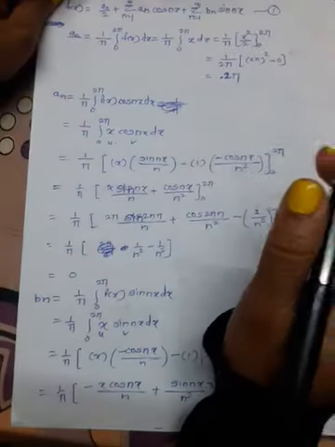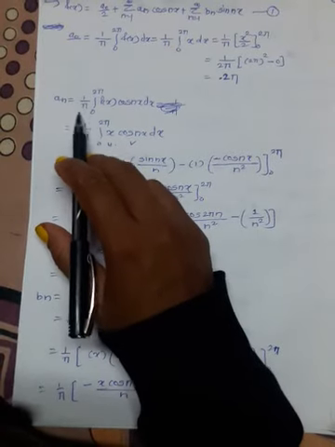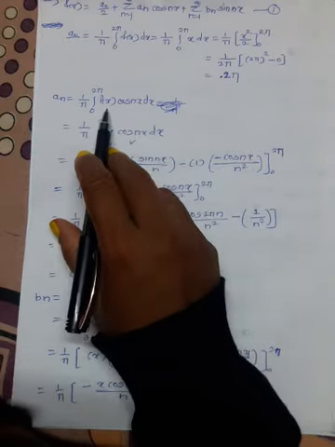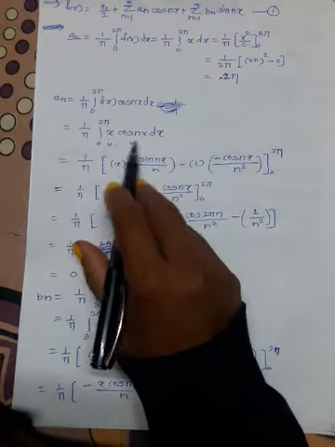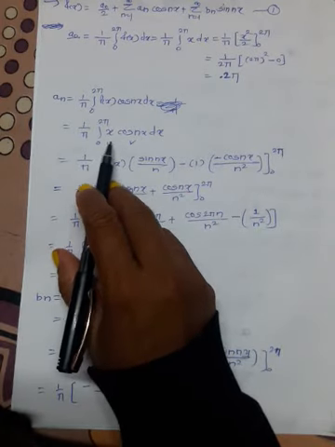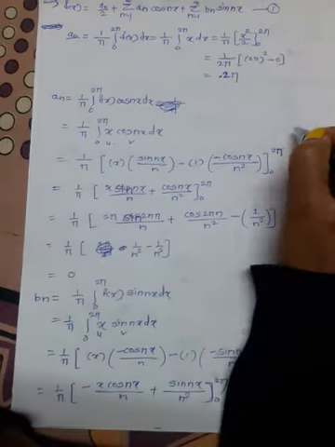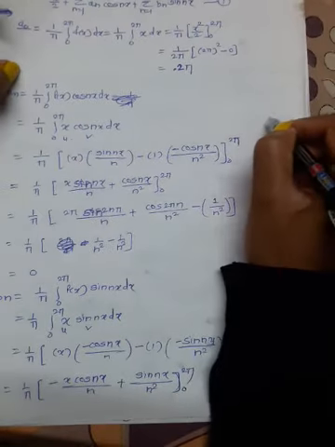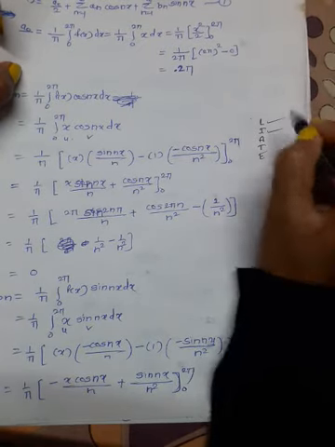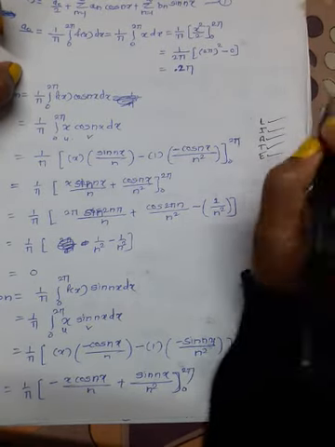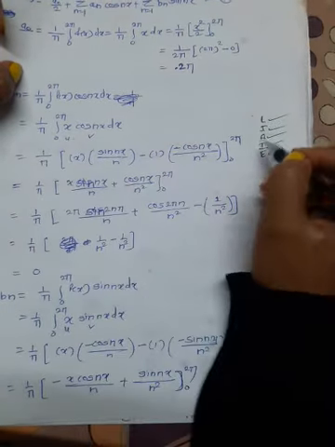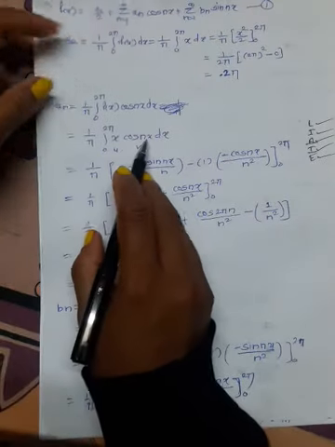Now calculate an. An formula is 1 upon pi integration 0 to 2 pi f(x) cos nx. Put the value of f(x) is x cos nx dx. Now here we have to use the u into v rule. What is u, what is v depends on the LIATE rule: this is logarithmic, this is inverse, this is arithmetic, this is trigonometry, this is exponential. Cos is trigonometry and x square, x cube is arithmetic. That's why this is u, this is v.